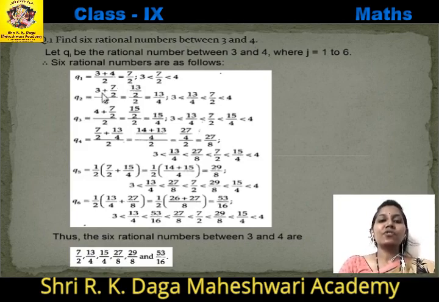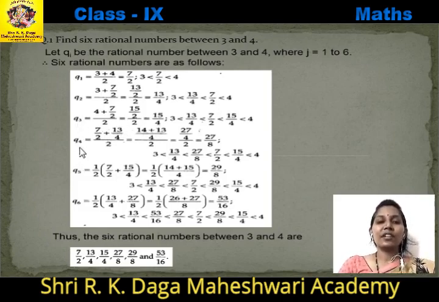So we will use 3 and 7 by 2. So (3 + 7 by 2) upon 2. When we solve this, we will get 13 by 4. The third rational number is (4 + 7 by 2) upon 2, which is equal to 15 by 4. That is our third rational number.